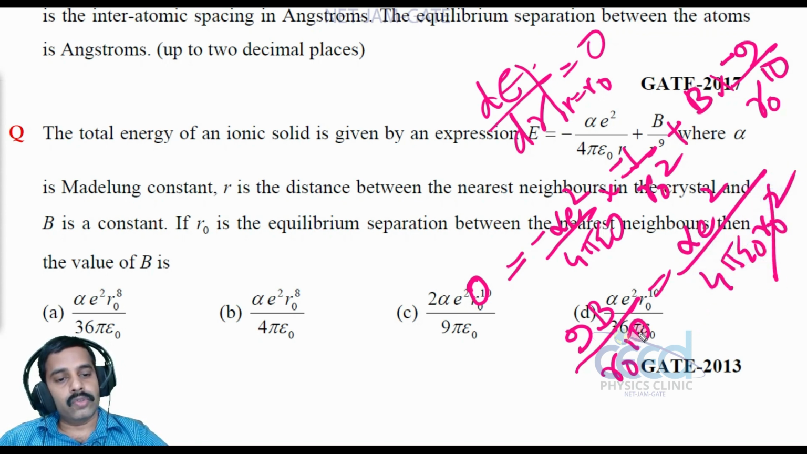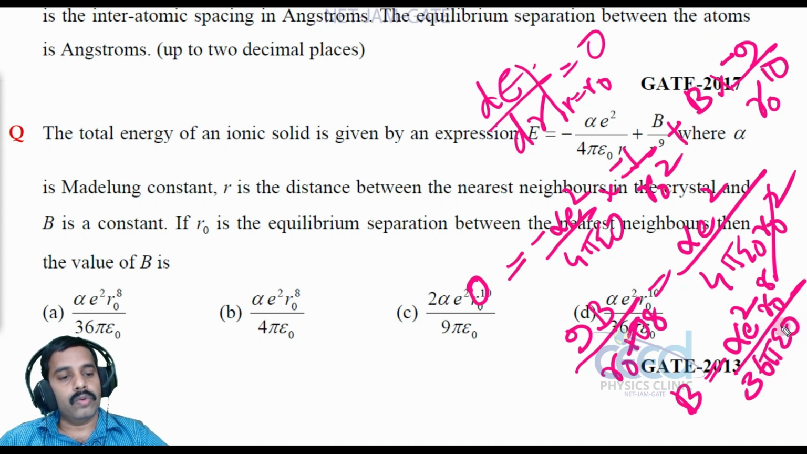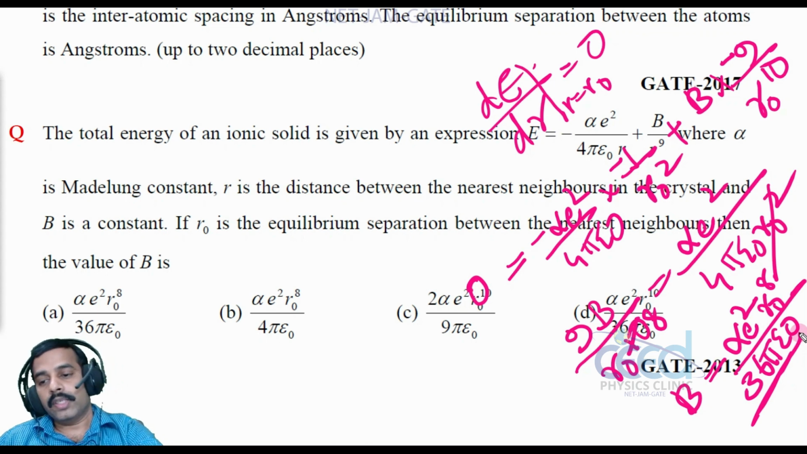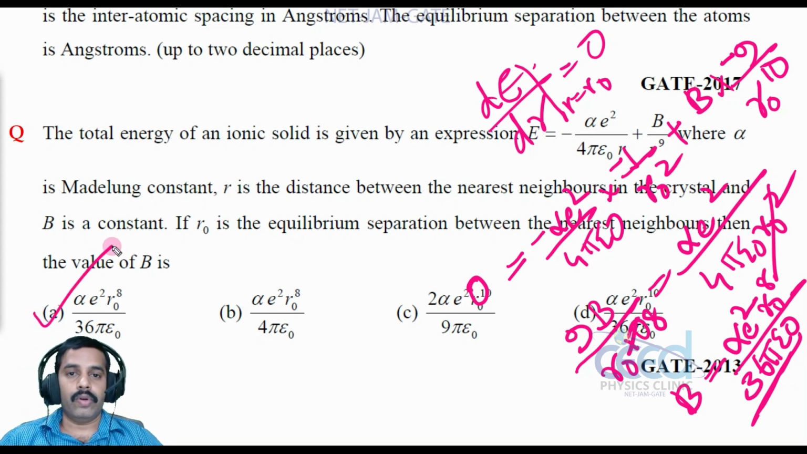So this r0 square and this r0 raised to 10 become r0 raised to 8. So b is equal to alpha e square r0 raised to 8 divided by 9 into 4, that is 36 pi epsilon 0. So which one is the option? Option A is correct. All right. So this is all about this section.